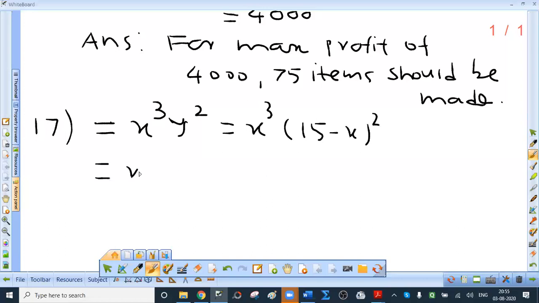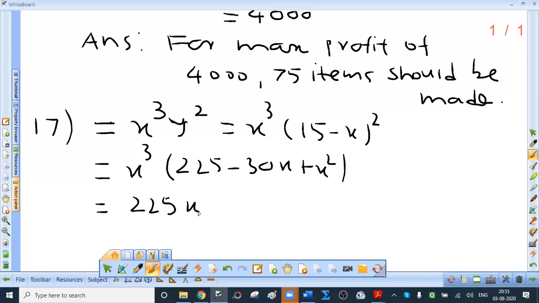Now obtain this as a polynomial. Open the bracket. So this is 225 minus 30x plus x square. So finally, this is 225x cube minus 30x raised to 4 plus x raised to 5. Let this be f of x. The function which is to be examined should be denoted by f of x. Okay. Now next part is simple. Find f dash, f double dash.